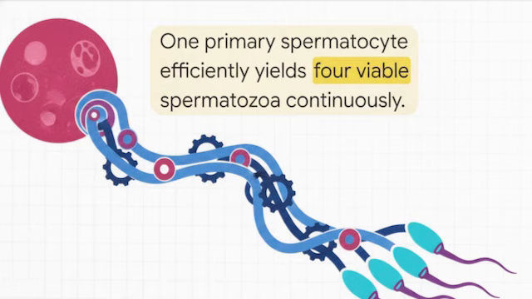Meanwhile, male spermatogenesis operates in a totally different way. Once it starts at puberty, it runs as a continuous, extremely high-efficiency production line inside the seminiferous tubules. Through the elegant process of meiosis, a single primary spermatocyte is efficiently converted into 4 highly specialized motile spermatozoa.